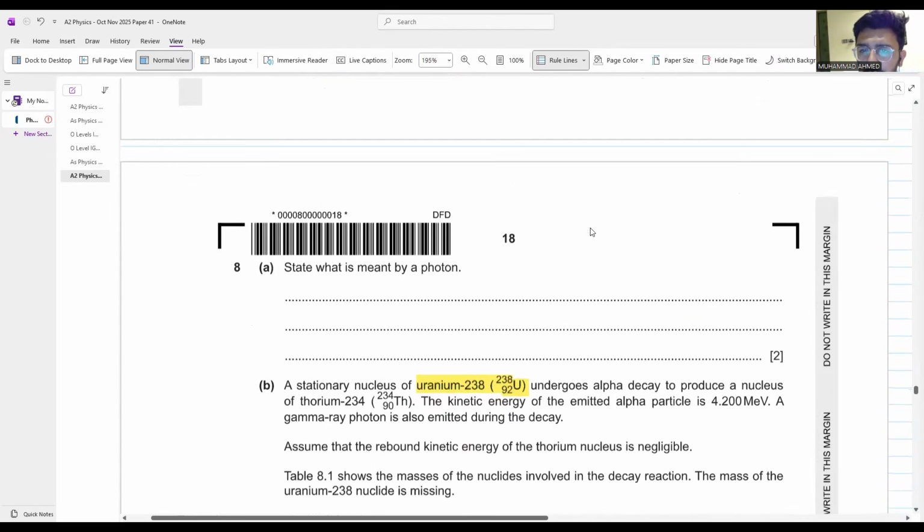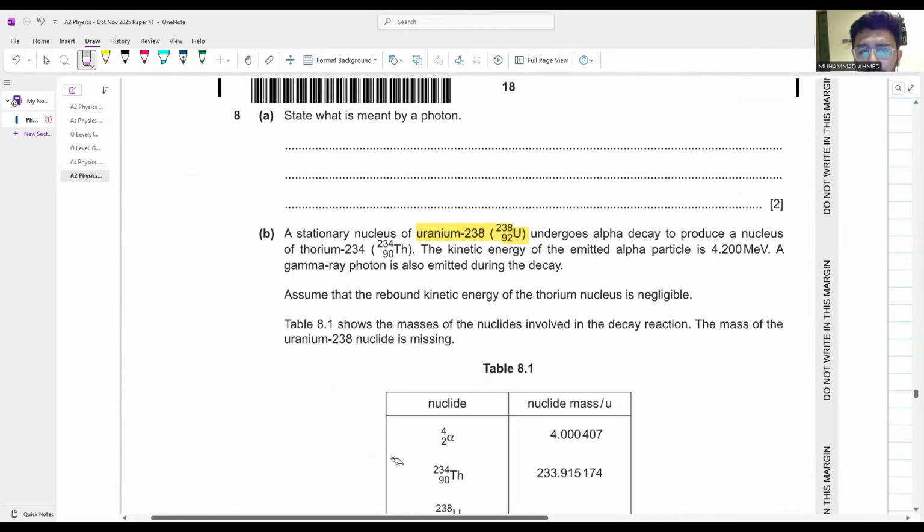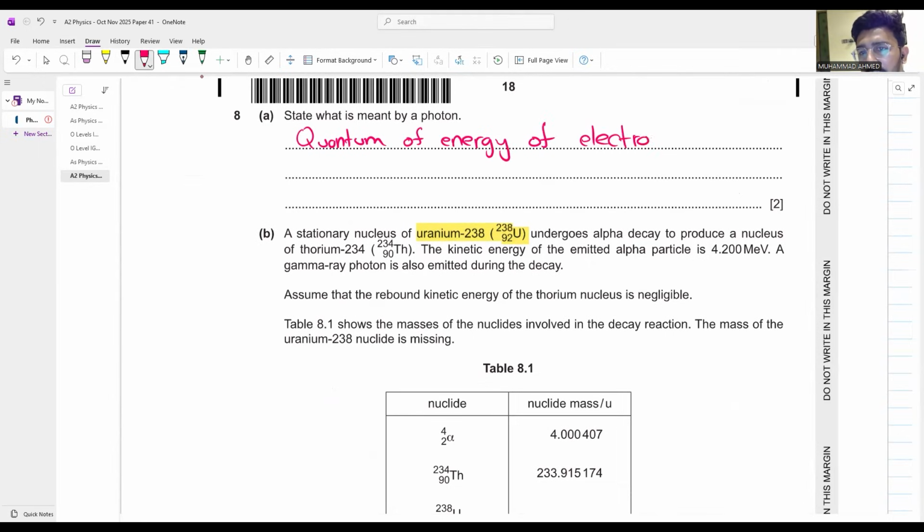State what is meant by a photon. Okay, what is meant by a photon? Yes, photon का मतलब क्या होता है बेटा? A packet or quantum of energy of electromagnetic radiation. You can say quantum of energy of electromagnetic radiation. Simple as that. Easy peasy. Lemon squeezy. Let's further move ahead.